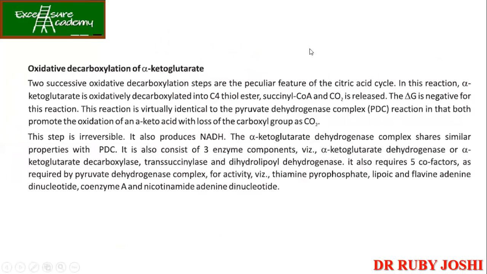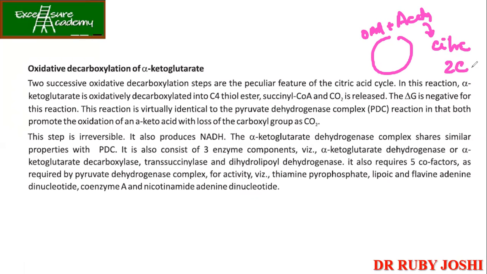Now, oxidative decarboxylation of alpha ketoglutarate. Two successive oxidative decarboxylation steps are the peculiar feature of the citric acid cycle. अब यहाँ पे क्या है? See, if you remember citric acid cycle बोला है ना हमने, तो oxaloacetic plus acetyl CoA will give you what? Citric acid cycle. यानी कि 2 कार्बन हो गए, है ना?